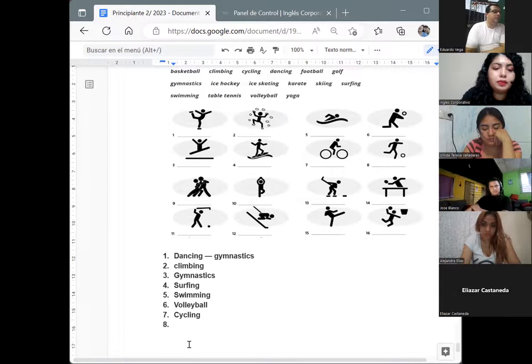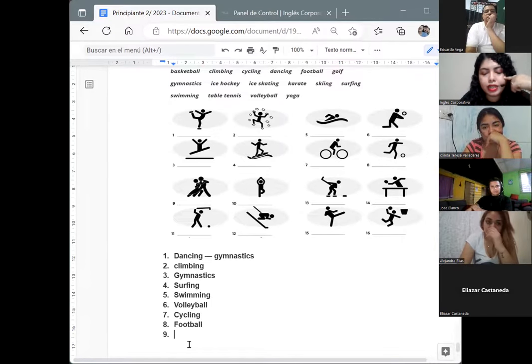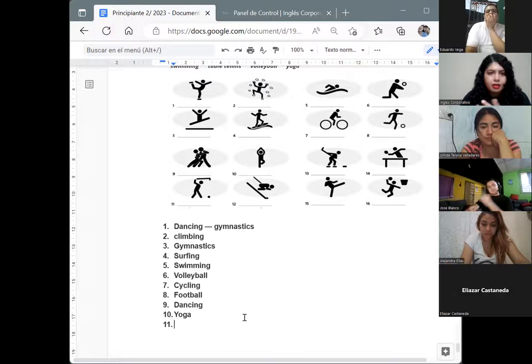Number 8. ¿Qué hace el del número 8? Football. Very good. Football. Very good, very good. Number 9. Ahora vamos siempre para la otra fila. Número 9. ¿Qué están haciendo ellos? Dancing. Ah, aquí sería dancing. Número 10. What is he doing? The one that is like this. Yoga. Okay. Yoga. Very good. 11. Abajo. ¿Qué está haciendo el número 11? Golf. Very good. Golf.